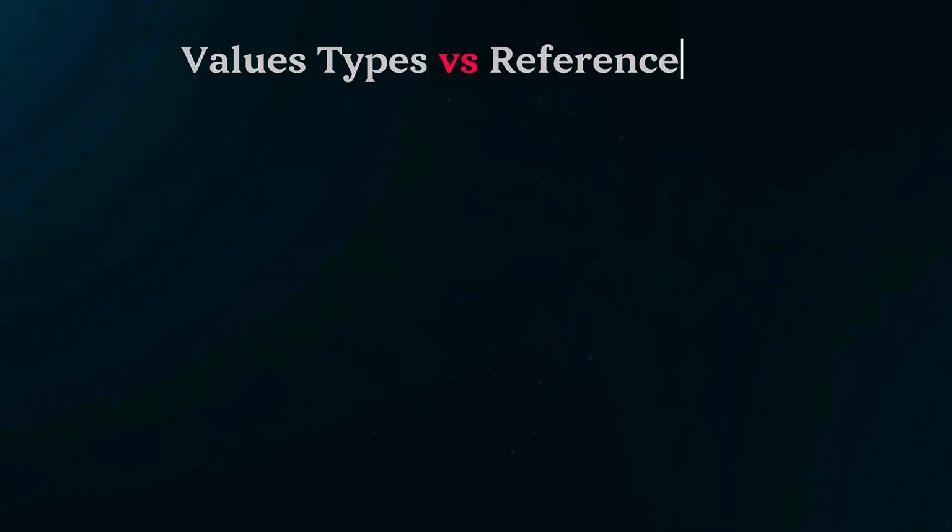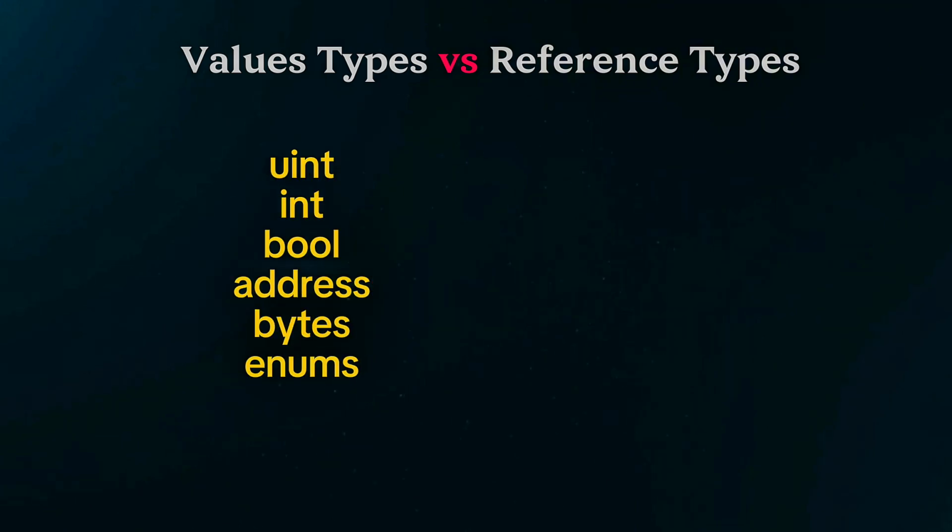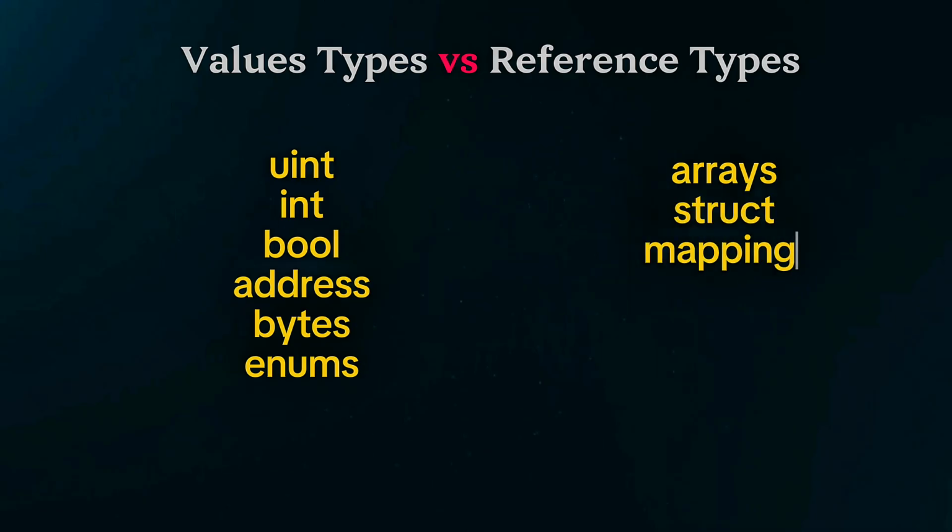Value versus reference types. The main difference is value types store the actual data directly in the variable. Reference types store the location where the data lives. So to recap, value types include uint, int, bool, address, bytes, and enum. Reference types include arrays, structs, and mappings. These make up the building blocks of all smart contracts.